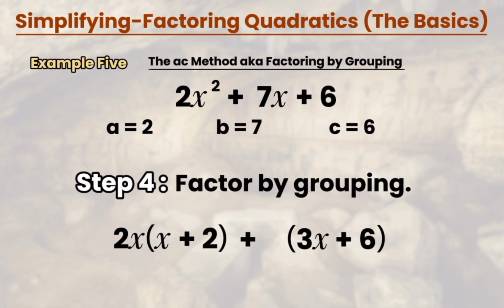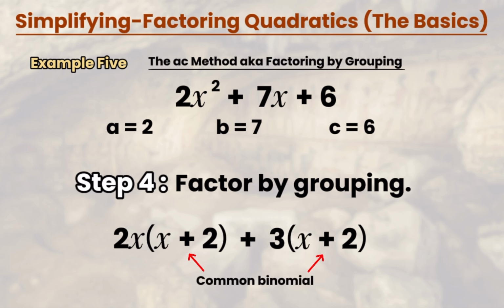Now we find the greatest common factor for 3x plus 6. In this case, the greatest common factor is 3. Divide 3x and 6 by 3 to get x plus 2. As you can see, with the greatest common factors removed, both groups have a common binomial, which is x plus 2.